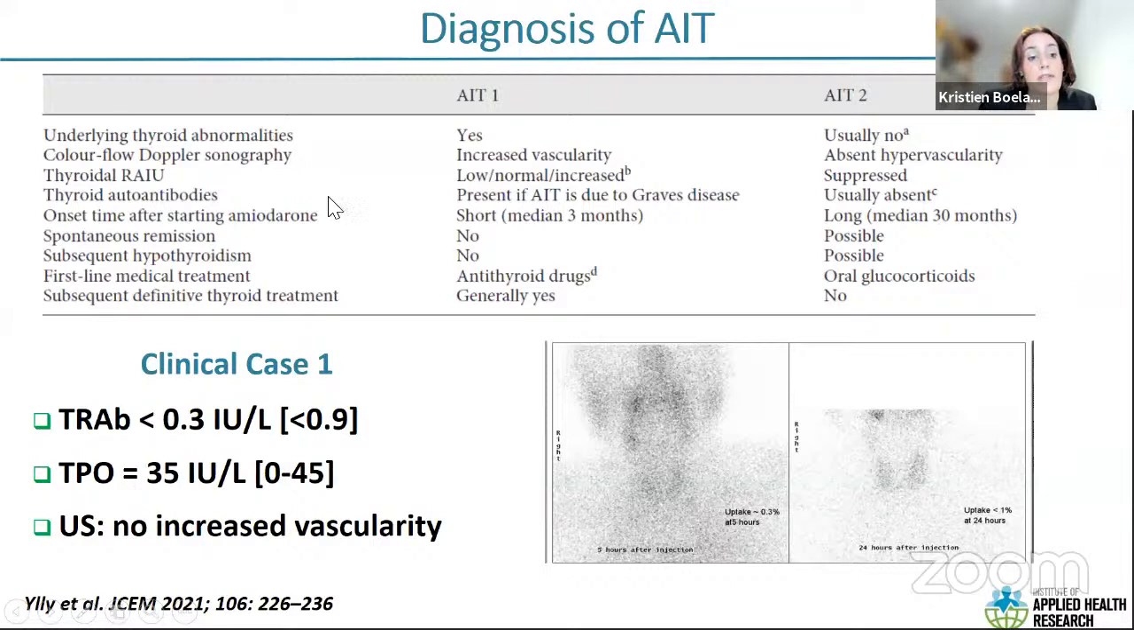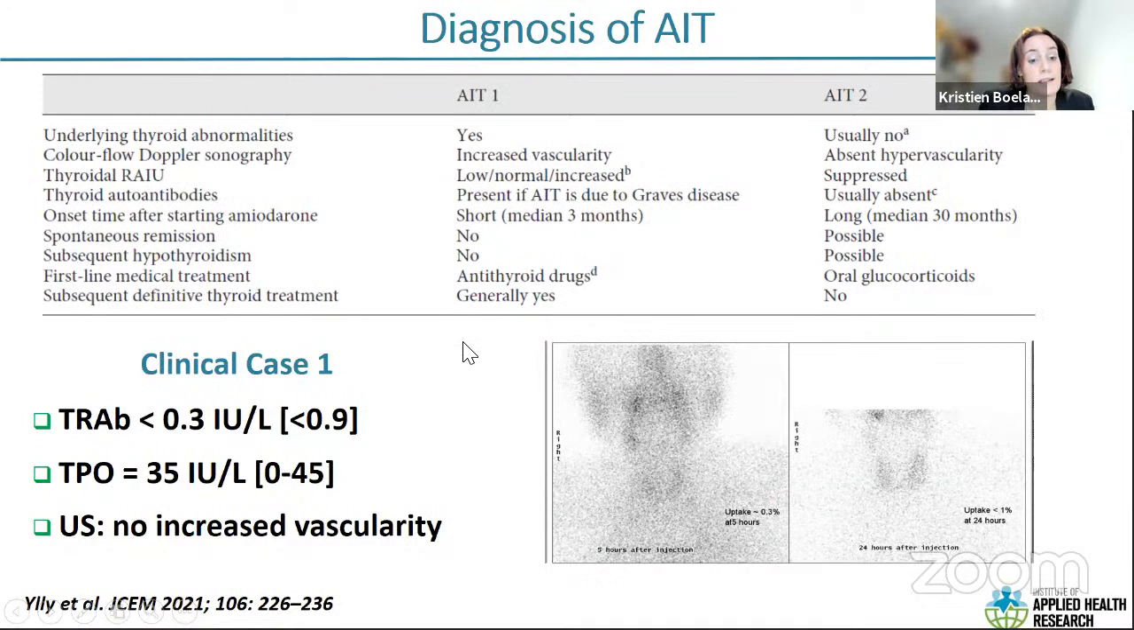You can also look at thyroidal radioiodine uptake, which will be suppressed in type 2 and which can be low or even increased in patients with type 1 amiodarone-induced thyrotoxicosis. So the treatment of type 1 is generally with antithyroid drugs, and of type 2 is with oral glucocorticoids.